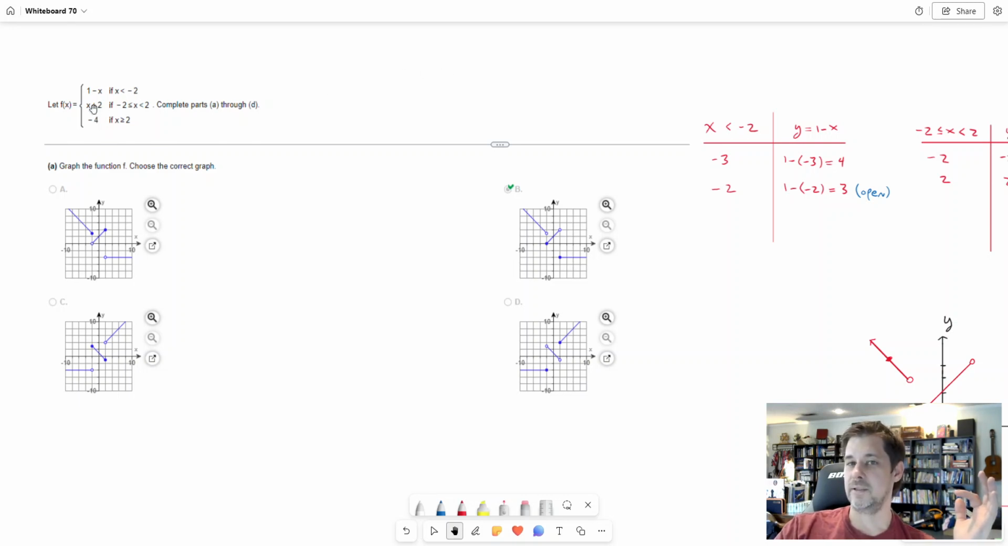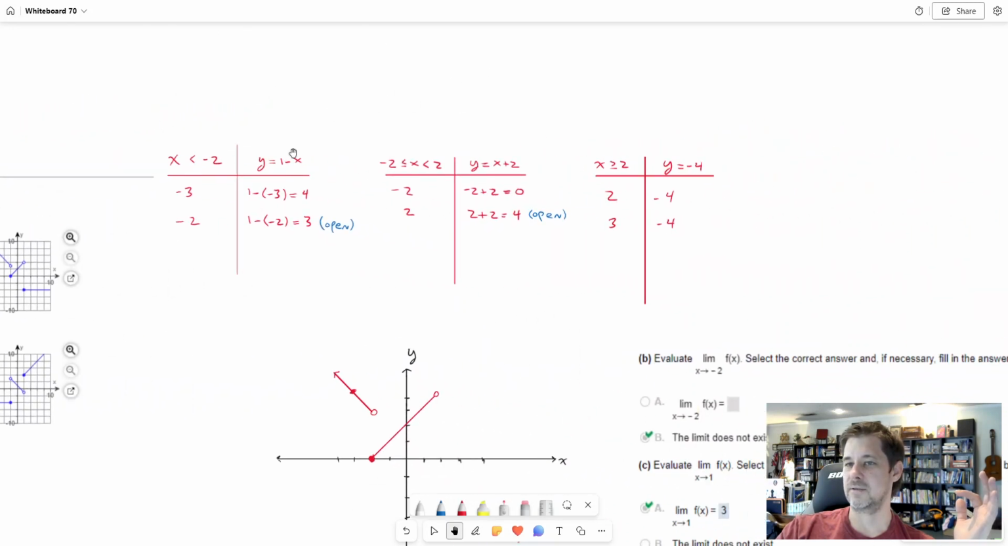Let's take 1 minus x if x is less than -2. So into 1 minus x, I put x less than -2. I'll just use 2 points, two convenient numbers. I always use the endpoint, -2, and then maybe one other point. So -3 is less than -2, and then I'll always use the endpoint -2. I put -3 into this formula, I get 4. I put in -2, I get 3.